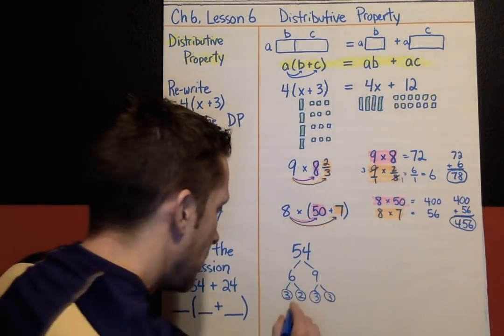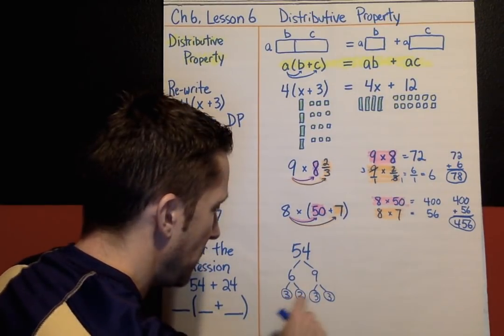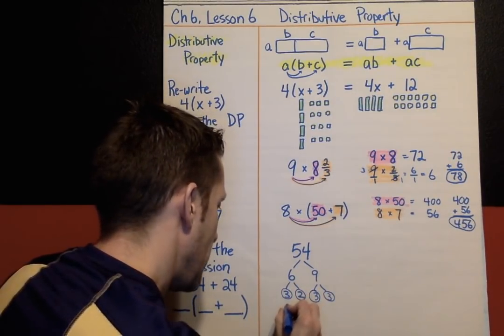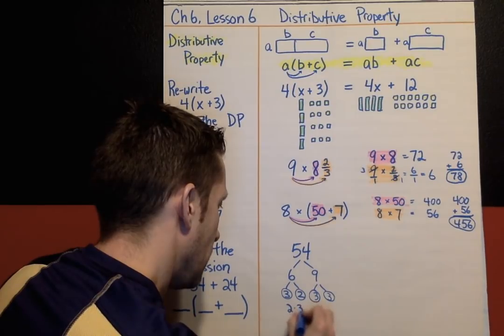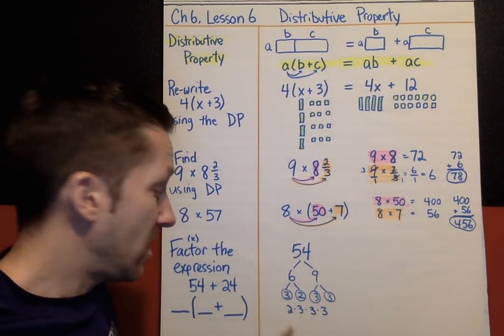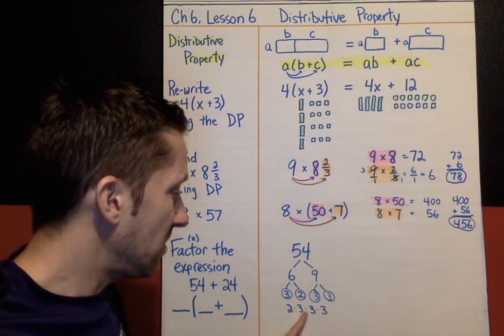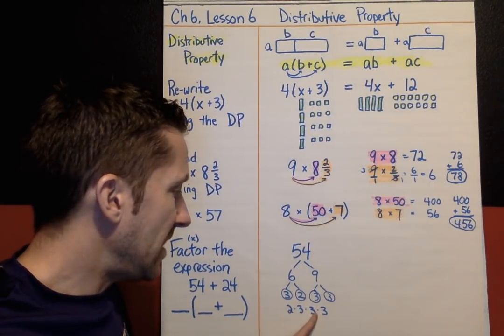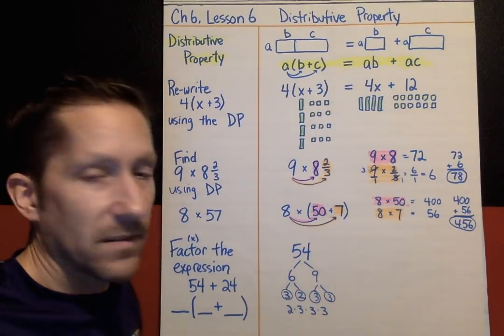I'm going to rewrite the numbers just in order. I've got 3, 2, 3, 3. So here is the prime factorization for 54. 2 times 3 makes 6. 6 times 3 is 18. 18 times 3 makes 54.